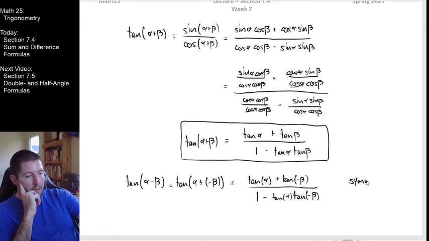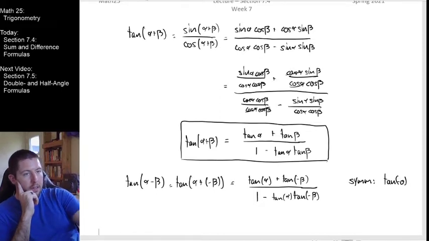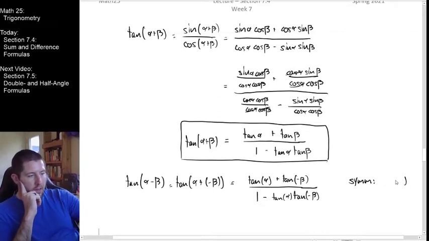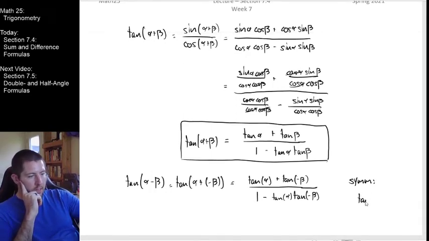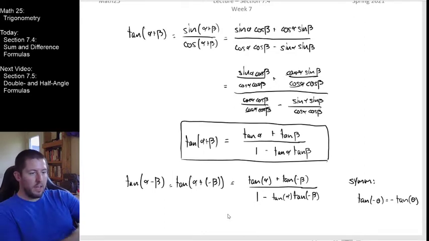Our symmetry here is that tangent follows the same rule as sine. Tangent of negative theta. Let me just try writing that all over again. It says tangent of negative theta equals negative tangent of positive theta. So that basically says you pop the negative sign out.